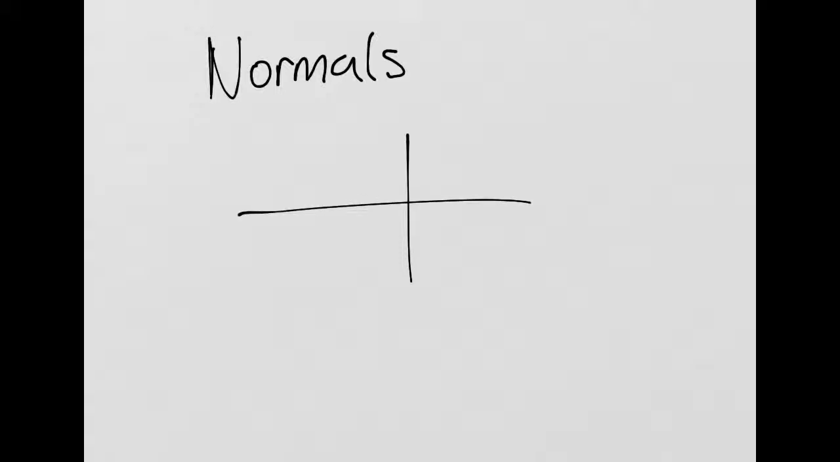Now that we've looked at tangents, let's have a look at normals. First of all, what is a normal? Well, a normal would be, on any function, information about a specific point.